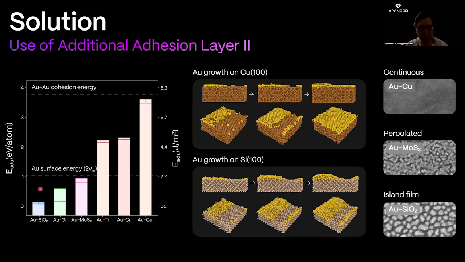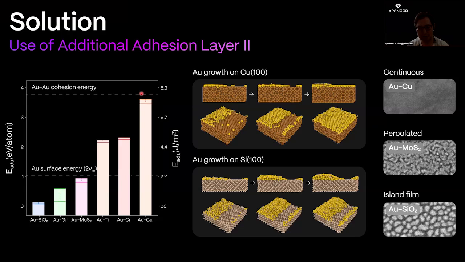But if we consider gold on molybdenum disulfide, it already has an adsorption energy close to the surface energy, and because of that we have percolated films, as you see in the scanning electron microscopy. But if we grow gold on copper, then you can see we will produce a continuous film, because the gold-copper adhesion energy is very close to the gold cohesion energy.